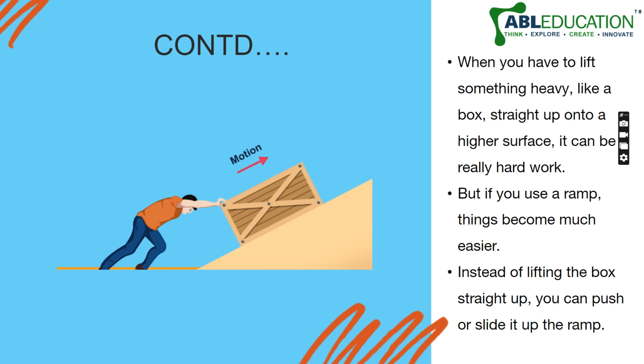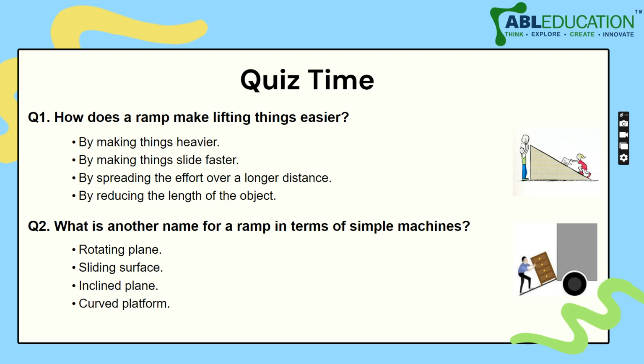So basically my point is that, for example, if you have a box and you pick that box directly up from the ground, it would be a lot more difficult for you than if you just push the box on that inclined plane and move it to the same height. You can try it as well in real life.